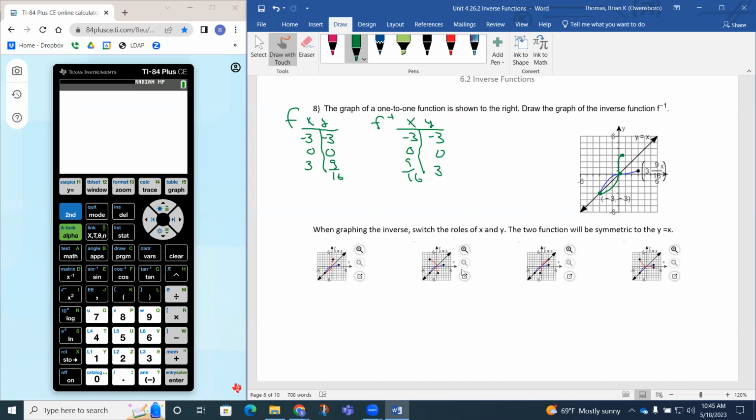Which one of these takes on that look? It looks like this one here does the best. I do see that symmetry happening here. I'm not seeing that symmetry happen with these other ones. So that's the key to the inverse function: the roles of x and y are going to switch. That's going to be a very powerful piece in working with inverses.